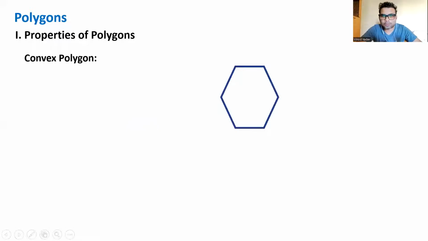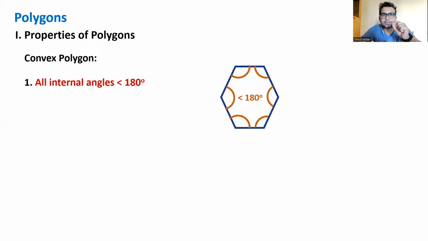Convex polygon. Check this. Can you see all the internal angles? All the internal angles are less than 180. None of them is more than 180. So this is one main feature of a convex polygon. Every interior angle will be less than 180.